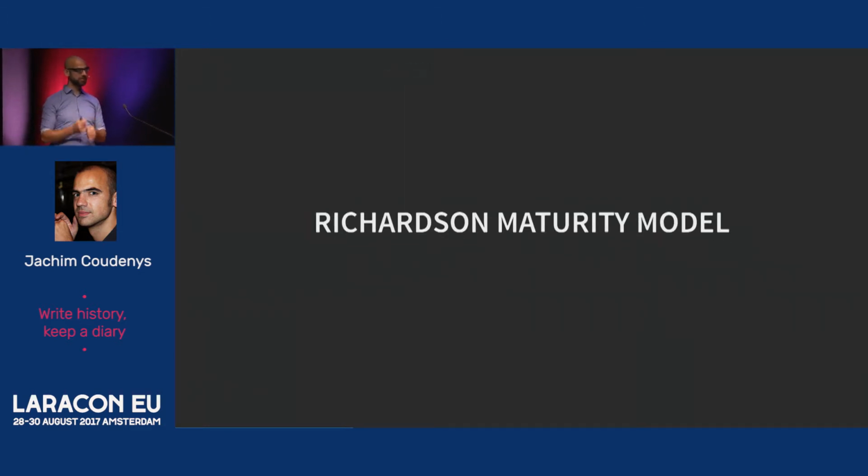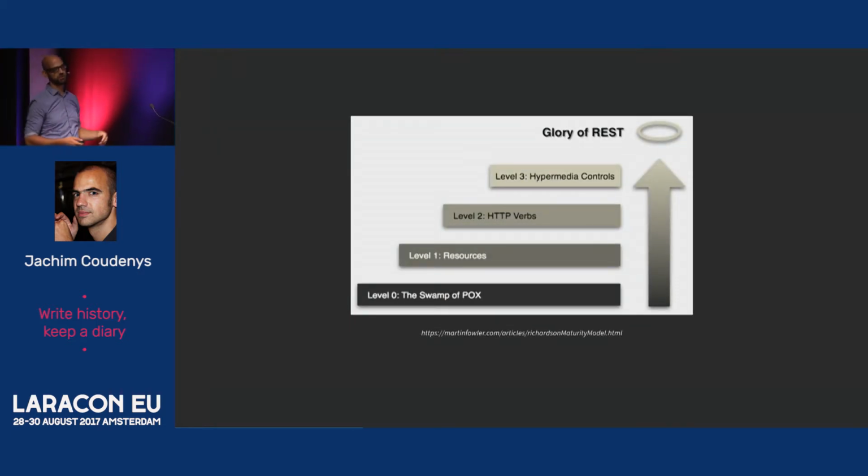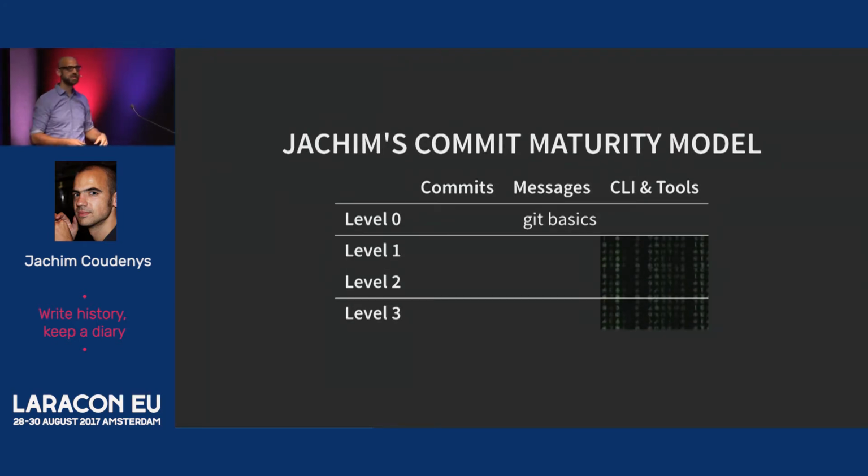So, who's familiar with the Richardson maturity model? You all should be familiar with it because it's just the different levels of REST. We have level 0, which is just plain old XML. Then we can apply some more principles to it. So then you're on level 1, and you go even further until you reach the holy grail of REST. This has nothing to do with this talk, but this is the model I will use to lay out this talk. So I have my own commit maturity model.